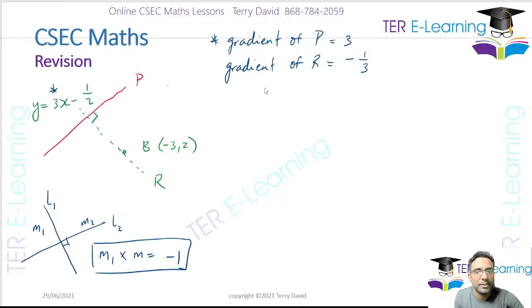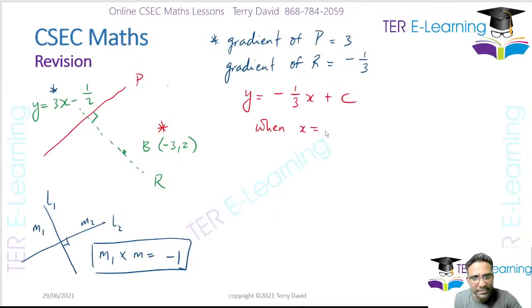What do I do? If I know the gradient of R, the equation of R should look something like this: y equals minus 1/3 x plus c. That's what the equation is supposed to look like. Now the thing is, I haven't figured out what c is yet. In order to figure out c, I need to use this point here, because the point B lies on that line. So I'm going to say when x is equal to minus 3, y is equal to 2. I'm going to use that information to figure out what c is.